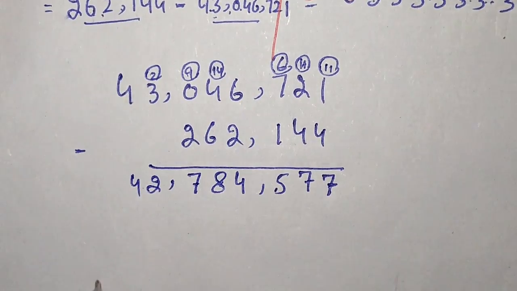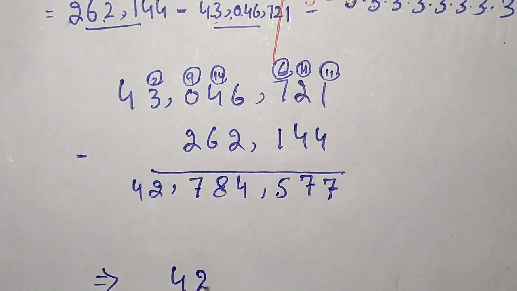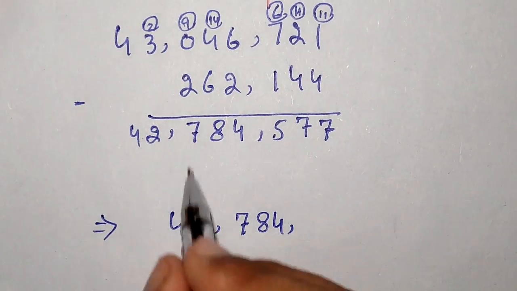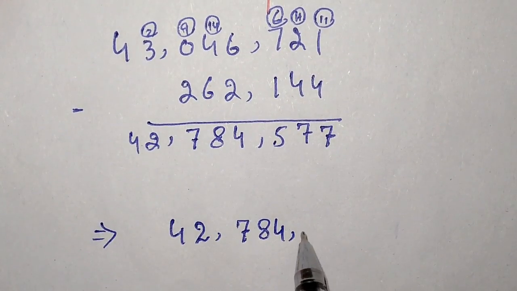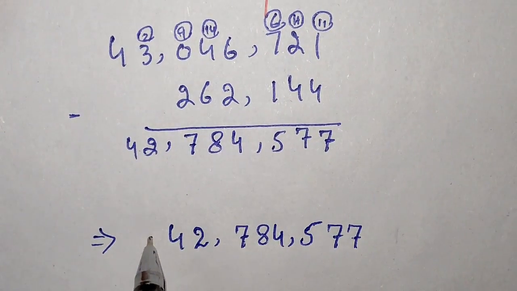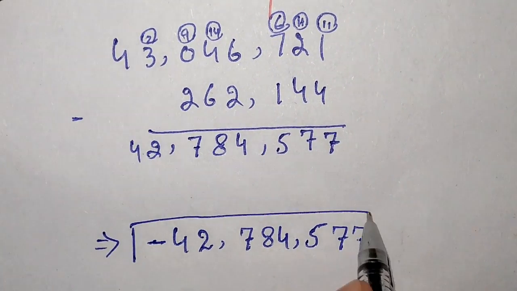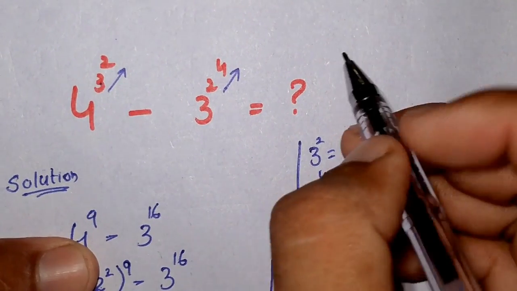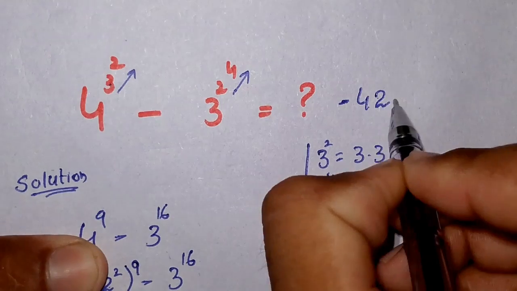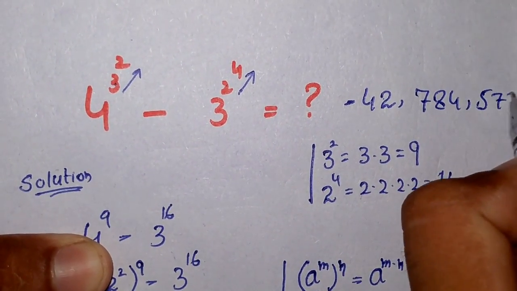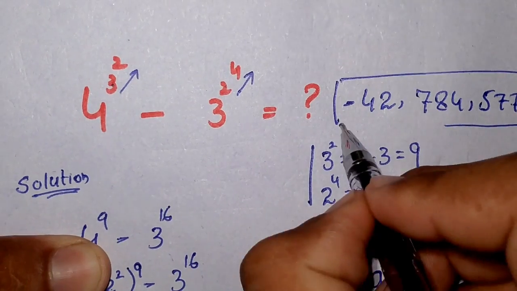So this is 42,784,577, and we have to assign a negative sign. So this is the final answer of this question. So the answer of this question is minus 42,784,577. This is the answer of this question.